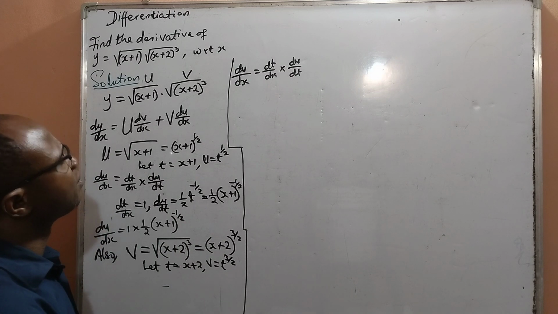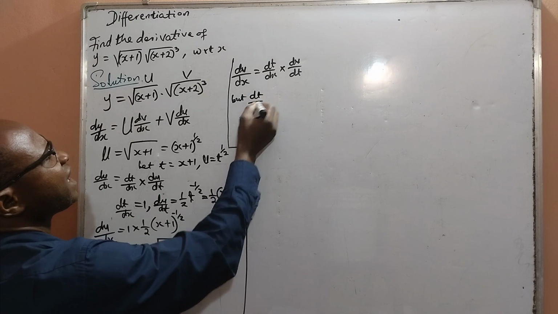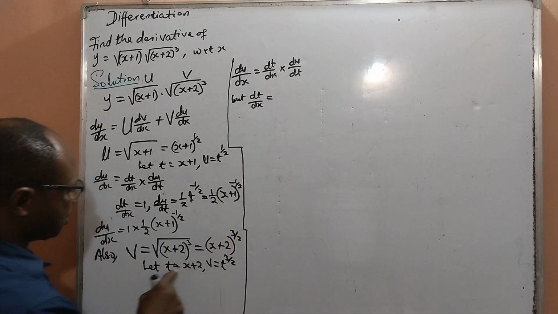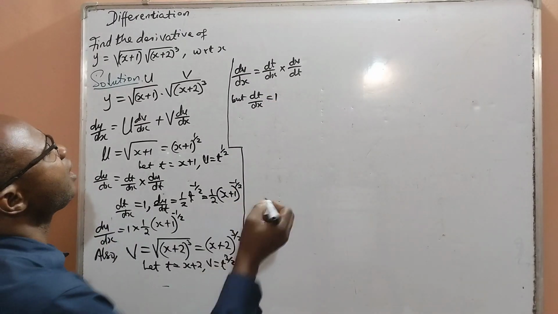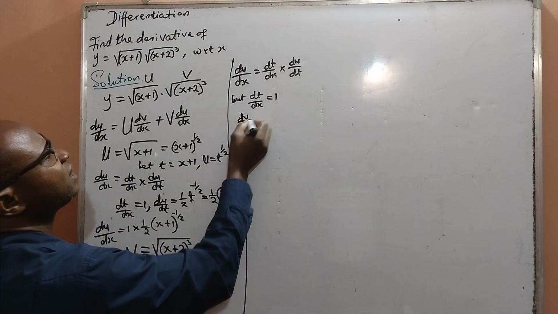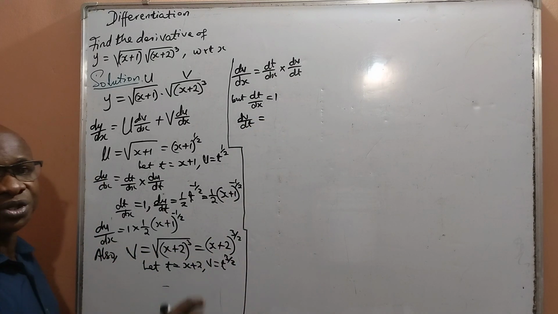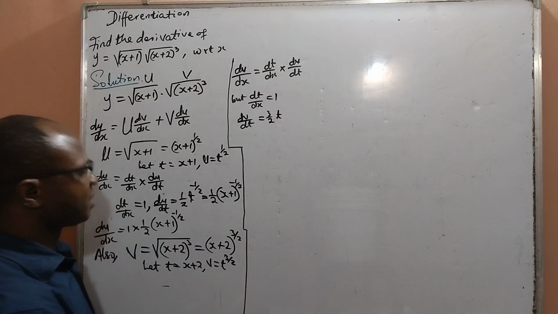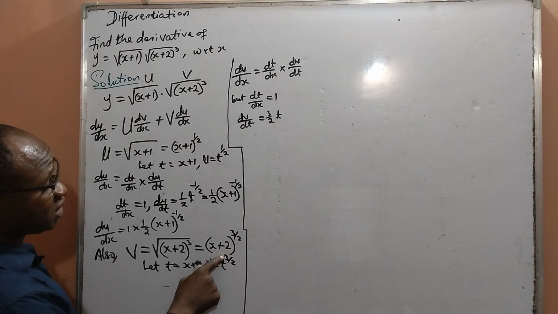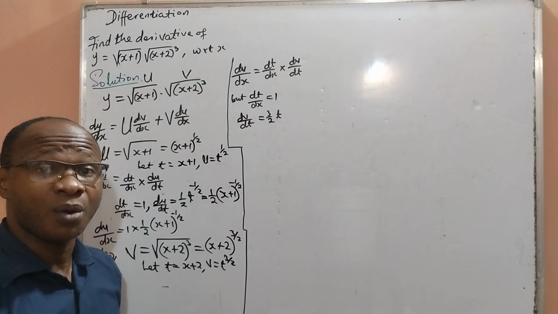Alright. Moving forward, dt/dx is differentiating t with respect to x, which is equal to 1. Also, dv/dt is differentiating v with respect to t, which is going to be 3 over 2, then t raised to power, and of course 3 over 2 minus 1 is the same thing as 1 over 2.